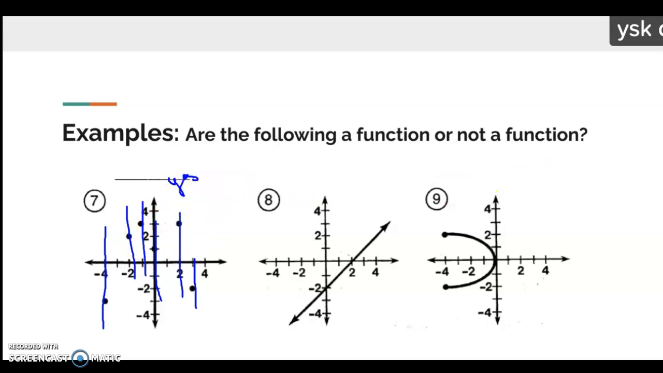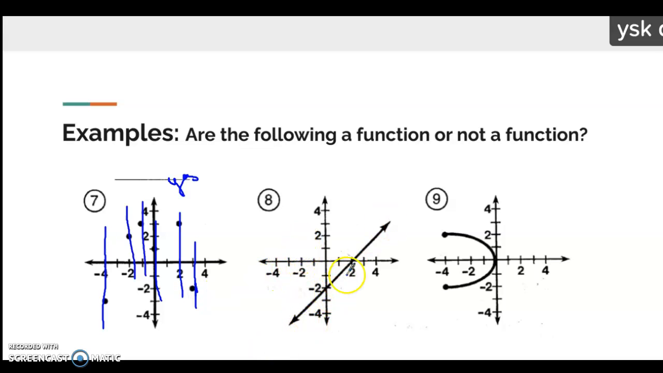However, let's say that there was a second black dot right here. When I draw that vertical line, notice that it hits two dots at the same time, which means that would not be a function. Now, obviously, I just added that dot. That dot wasn't originally there, so if I were to erase that dot again and draw that vertical line, then it is a function.